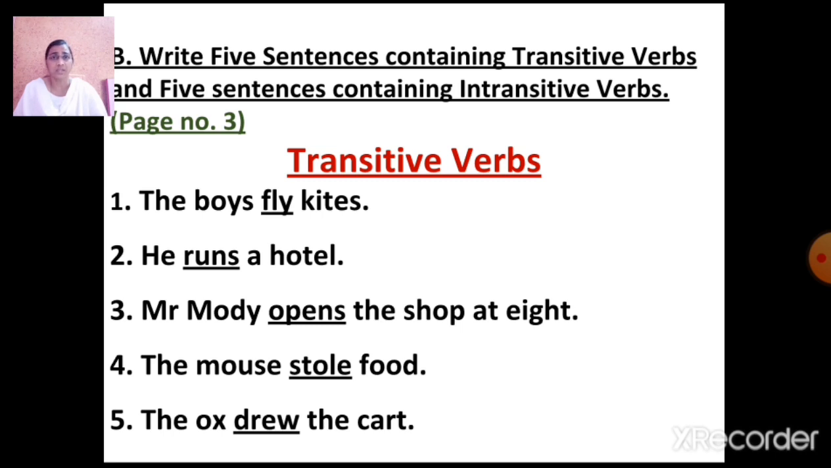Then, the third one is, Mr. Modi opens the shop at 8. Then, the mouse stole food. Now, the fifth one is, the ox drew the cart. Now, students, if you wish, you can write your own transitive verb sentences, provided it should be correct.